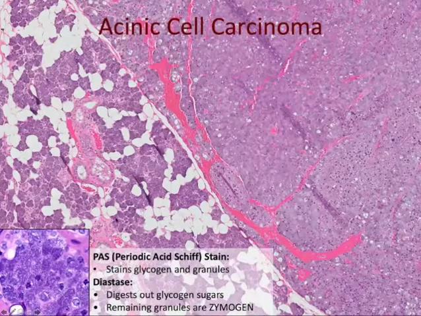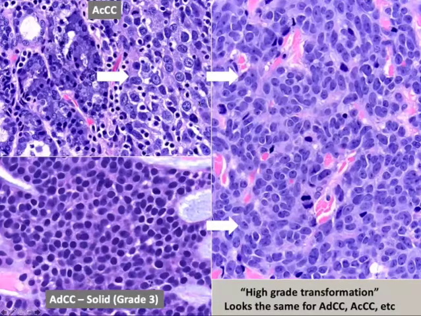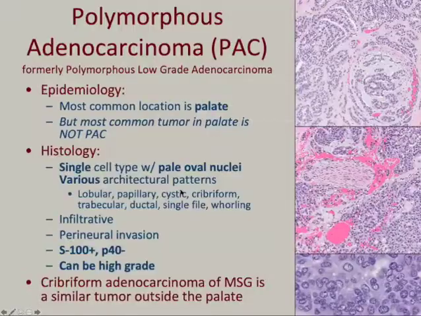Acinic cell carcinoma recapitulates the serous acinar cells. You can do PAS with diastase to show your zymogen granules. Both acinic cell and adenoid cystic can transform, or so-called de-differentiate, to a very high-grade malignant neoplasm that essentially is indistinguishable from any other salivary carcinoma. You'd have to look for the low-grade component in the background. This is a high-grade cancer with prominent nucleoli, lots of mitoses, no architecture, solid growth. So just look for that low-grade component in the background.